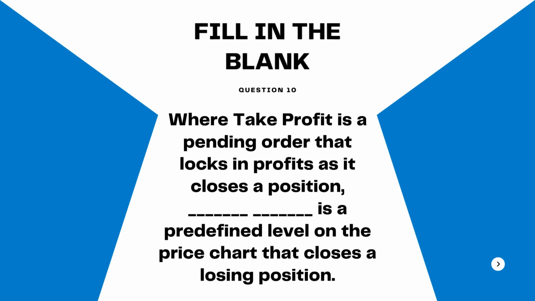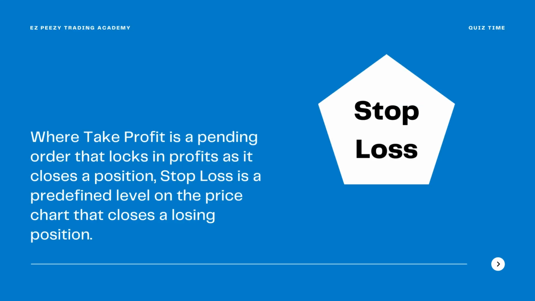Blank blank is a predefined level on a price chart that closes a losing position. A what? Stop loss, right? Stop loss stops you from losing so much, right? And it's also a pending order.